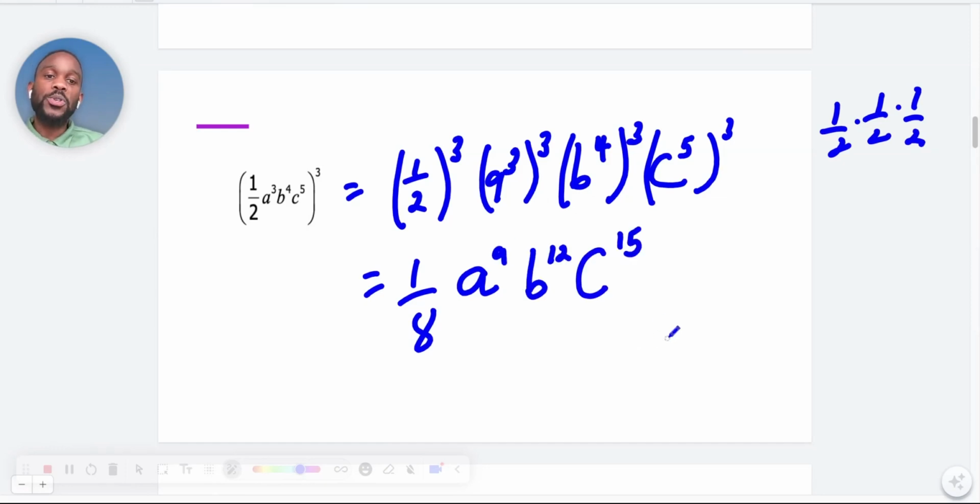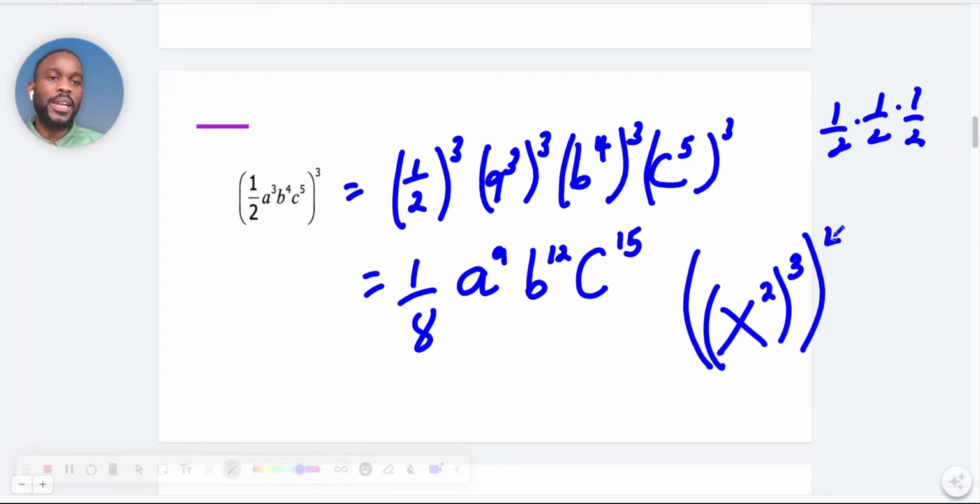Guys, this rule applies even if I'm having x that has been raised to exponent 2, and then again raised to exponent 3, and then again to exponent 4. Doesn't matter how many times. Even if they keep compounding it and raising it, simply multiply out all these powers. So this will be the same as x to the power 2 times 3 times 4, and this will give you x to the exponent 24. So that is what you get.